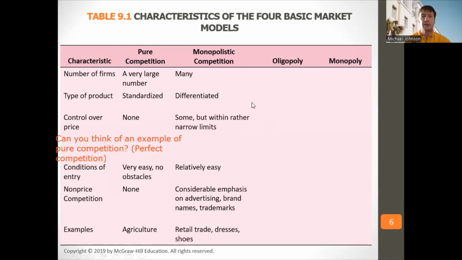So monopolistic competition: there are many firms. The product is differentiated. There's some control over price, but there's some limit to it. It's relatively easy to enter. There's a lot of non-price competition in terms of advertising, brand names, and trademarks. Examples include retail, clothing, dresses, and shoes. Can you think of other examples of monopolistic competition?